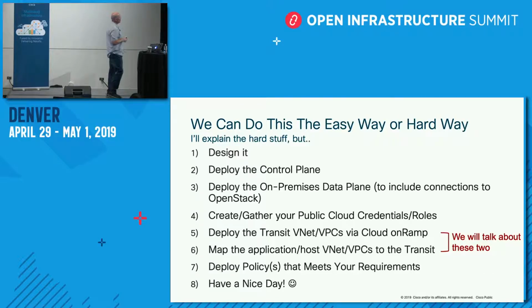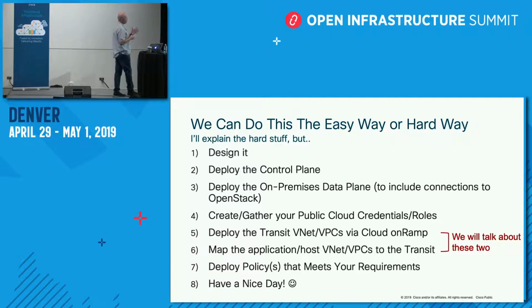So from a high-level perspective of what you would do in stitching your OpenStack environment into a public cloud with SD-WAN is first you would design it. You would go and deploy those 3 control planes that we talked about before. You would deploy your on-premises data plane, those vEdges and cEdges, and that would also build the connectivity into your OpenStack environment. You'd create and gather your public cloud credentials or your IAM roles. We'll talk about that in a couple of slides.